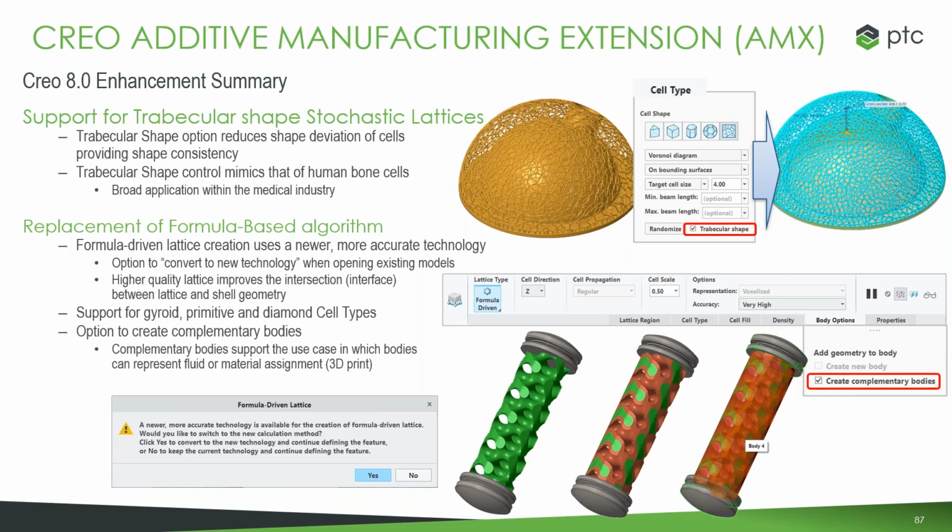So it's using that new engine for building these. If you've got any existing models that were using the older method of calculation, when you open them up in Creo, it'll ask you about switching them over. Another option when you're using these formula-driven lattices is to create complementary bodies. Rather than just creating the lattice, you can create bodies that represent the empty space in there. So why would you do that?